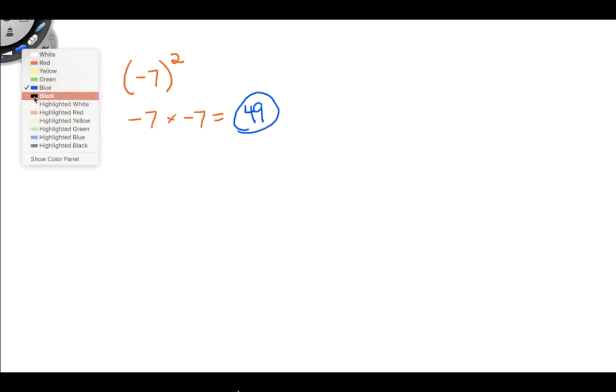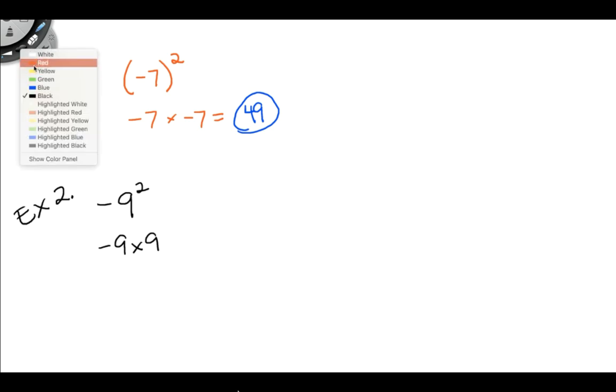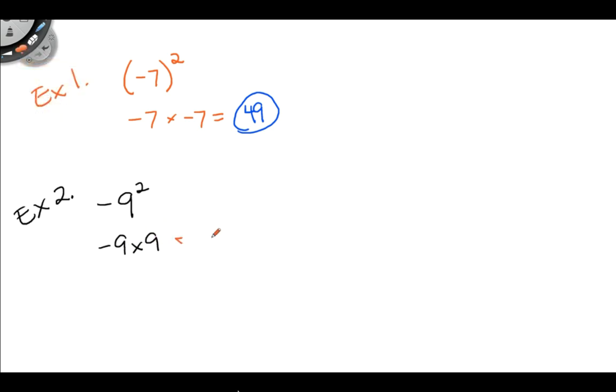Let's look at another example. Example 2. Example 2 I'm going to show you is negative 9 raised to the second power. If you notice, this one does not have parentheses. So when I actually break this one down, it's negative 9 times 9. So when I go to solve for this one, 9 times 9 gives me 81. And then a negative times a positive equals a negative. So this one's negative. So do know the difference between these two. Parentheses, answer is positive. No parentheses, answer will be negative.